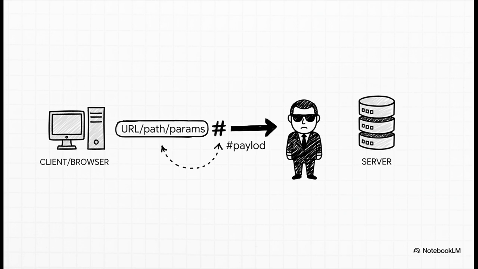You've seen a hash symbol in a URL before, right? Well, anything in that web address that comes after the hash symbol is handled only by your browser. It's never sent to the server. And that means the WAF, which sits on the server, has zero visibility into it. It's like an invisible person just walking right past the bouncer.